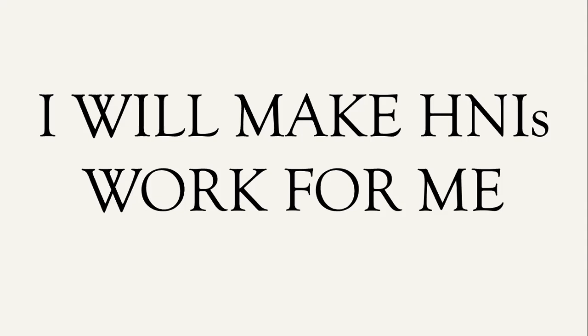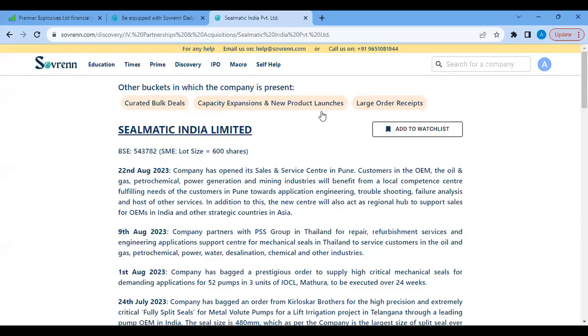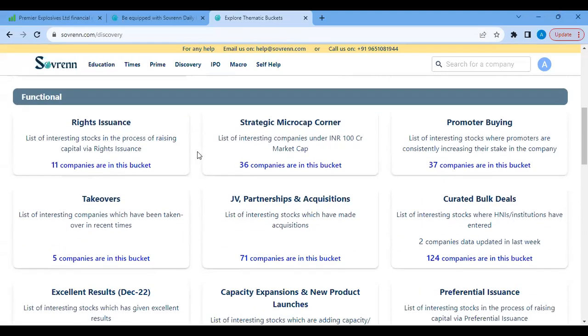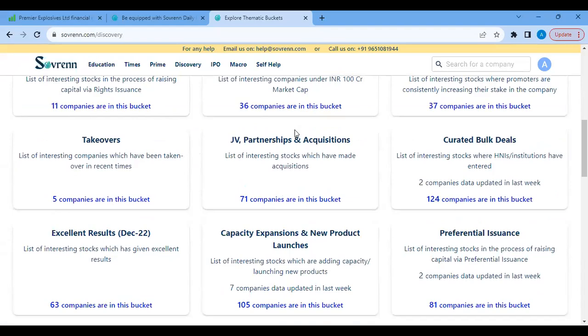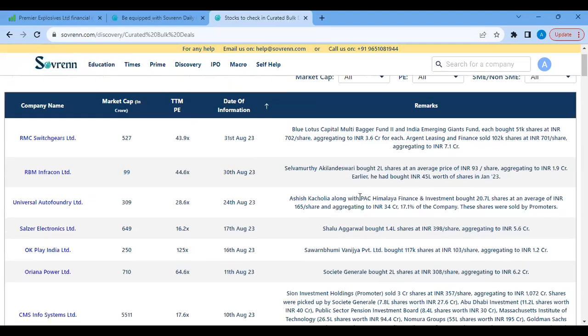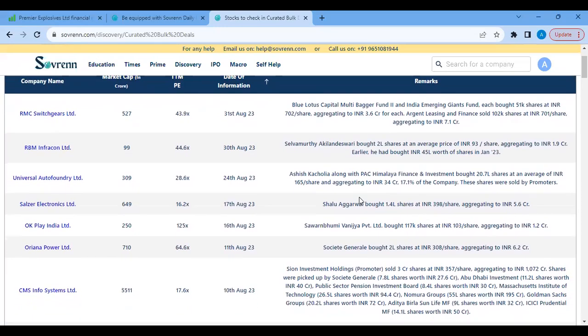Now, let us learn this information as well. Where to get this HNI buying information? You go to Discovery and you go to bulk deals data. Bulk deal is a good thing for a stock. Can we see bulk deal data? Okay. Now, one question.